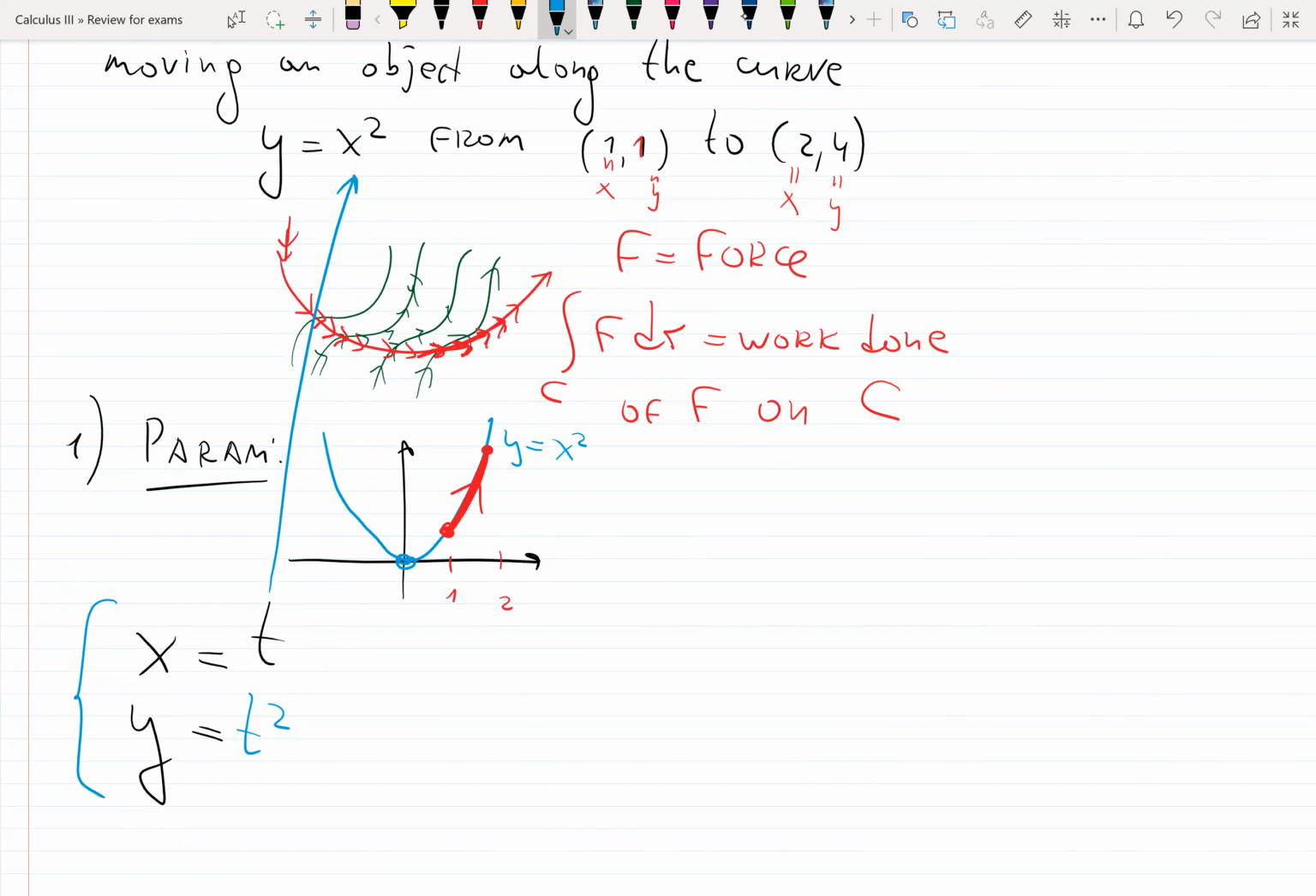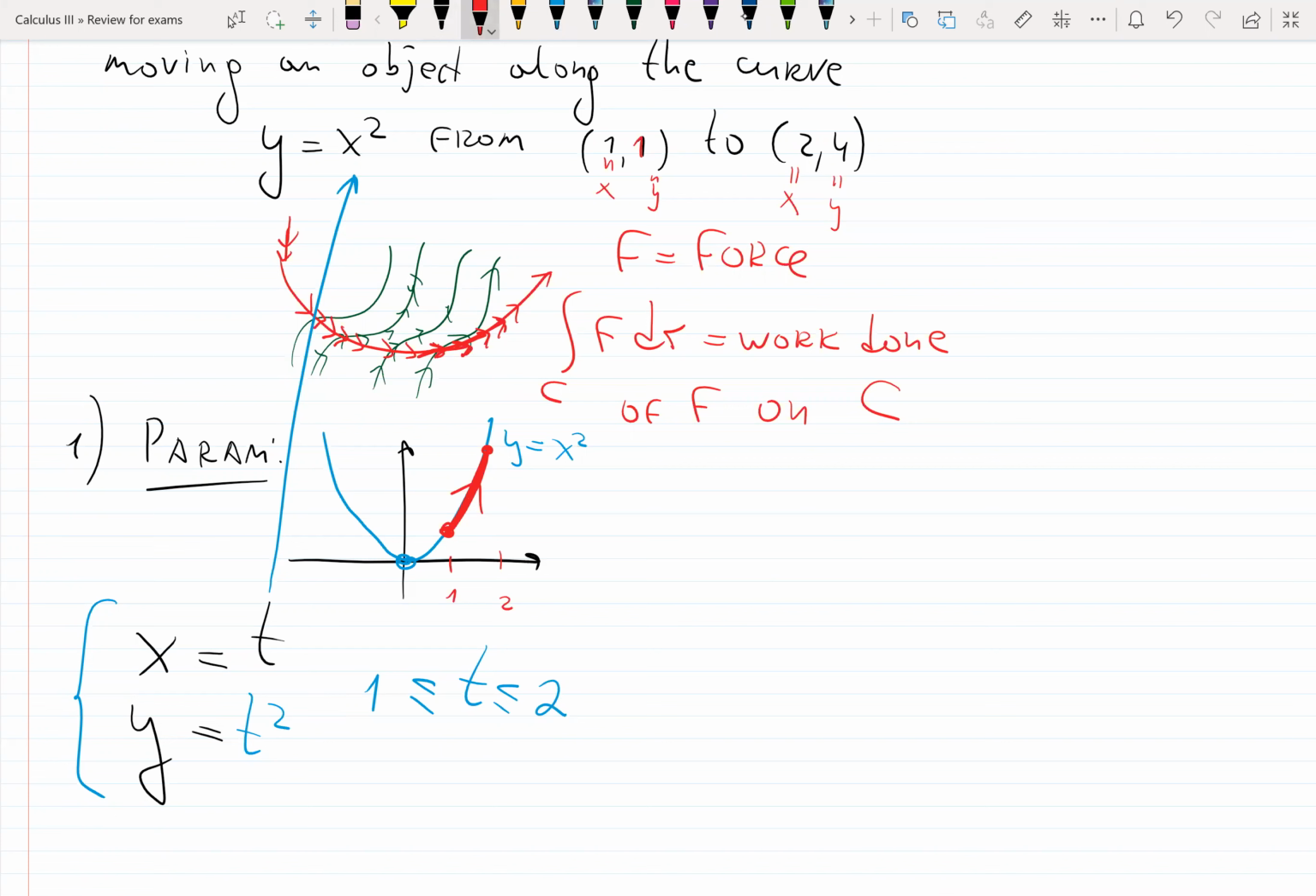Of course, there's some classical parameterization, like x equals r cosine t, and r sine t for y. There's a classical one for lines. This one is classical for parabolas and lines, actually: x equals t, and then y is whatever y does. t is between what and what? Since x is between 1 and 2, t will also be between 1 and 2.